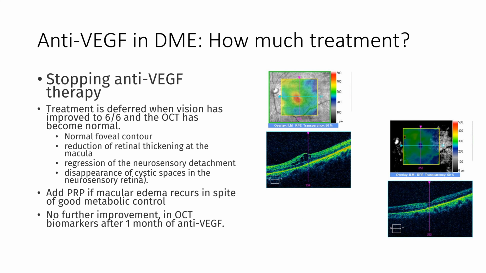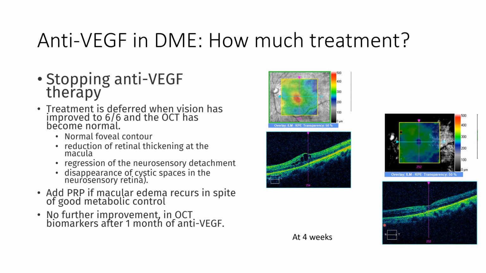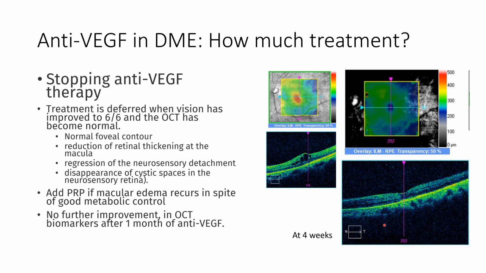So once you have treated these patients, because this is a disease which may require continuous follow-up and maybe multiple injections, one has to decide how much to treat. So we stop anti-VEGF therapy when you think that the retinal contour has come back to normal and vision has improved. So normal foveal contour, reduction in retinal thickening at macula, regression of the SRF and disappearance of cystic spaces in the neurosensory retina, as we can see in this case, what has happened at 4 weeks.